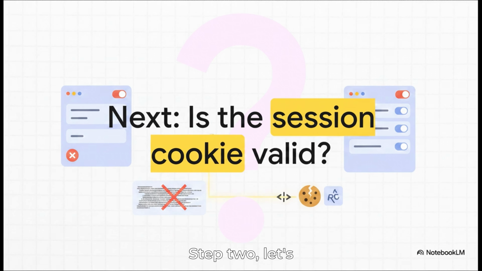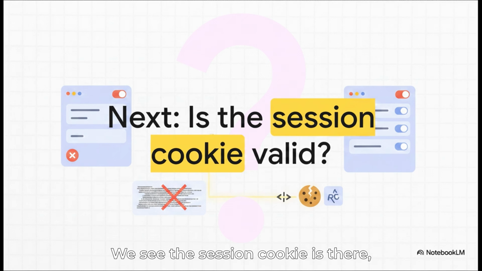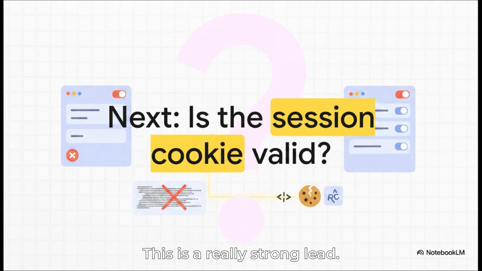Step 2, let's check the user's session. We open up Edit This Cookie, we see the session cookie is there, but hold on. The value looks wrong. It looks like it's corrupted, or maybe it's in an old, outdated format. This is a really strong lead. The React app is probably trying to parse this bad cookie, failing, and then crashing before it can show anything.